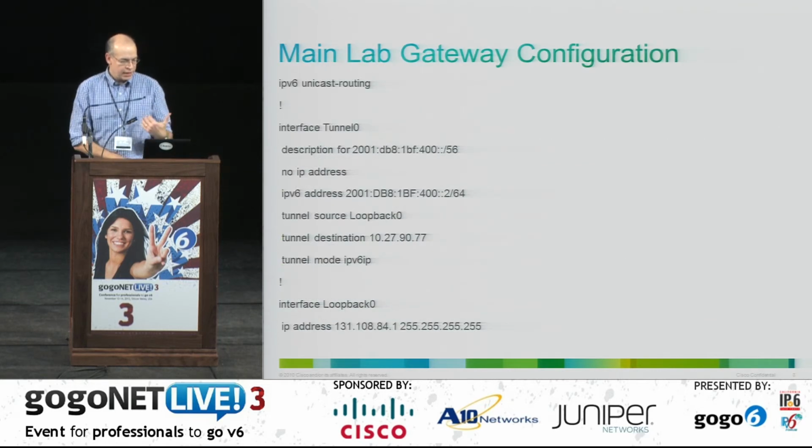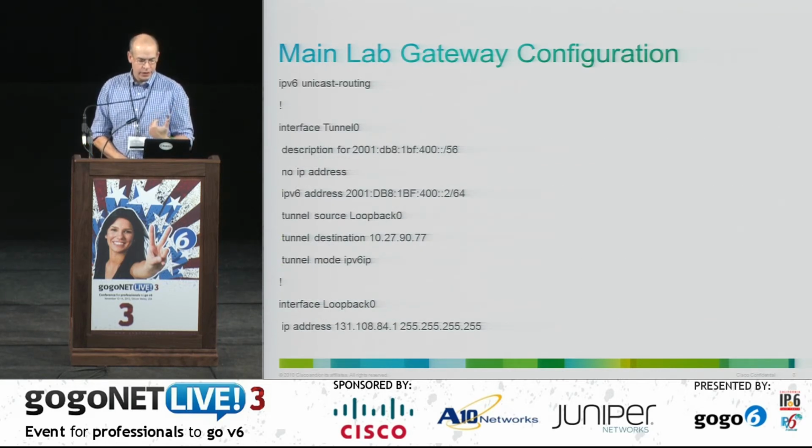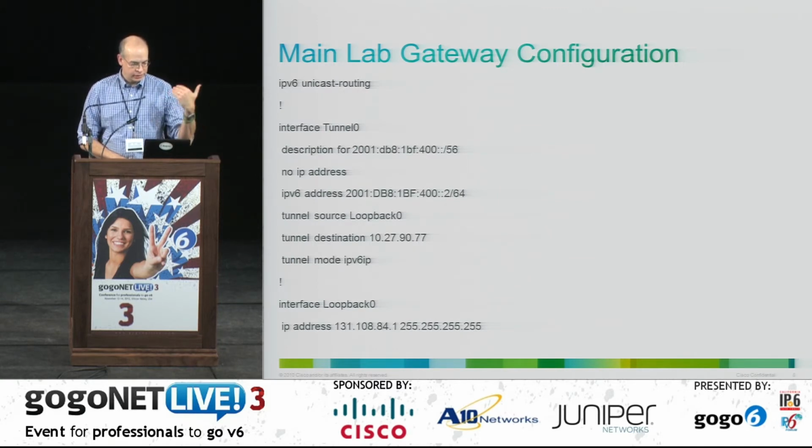So the main gateway for us in San Jose is a Cat6K. And again, it's a simple 6 and 4 tunnel that connects into the Cisco IT backbone. It has no IPv4 address. It does have a /64 in a sense used up right away for the connectivity, and it's a simple tunnel mode IPv6 IP.